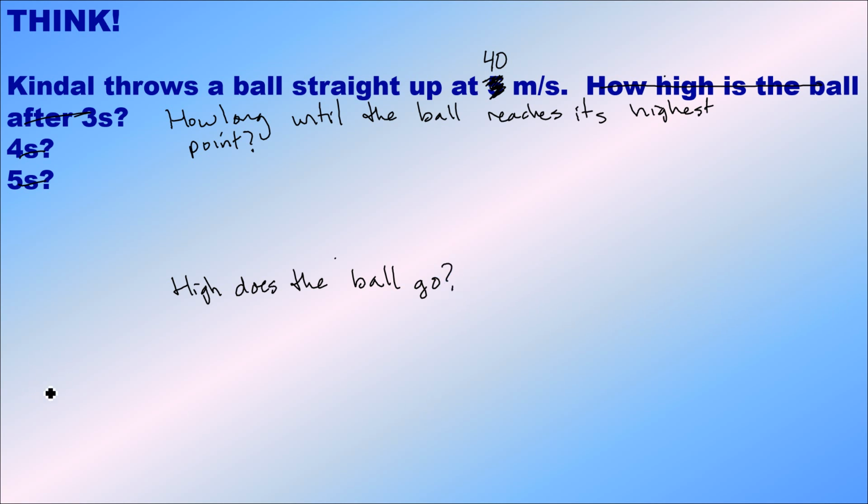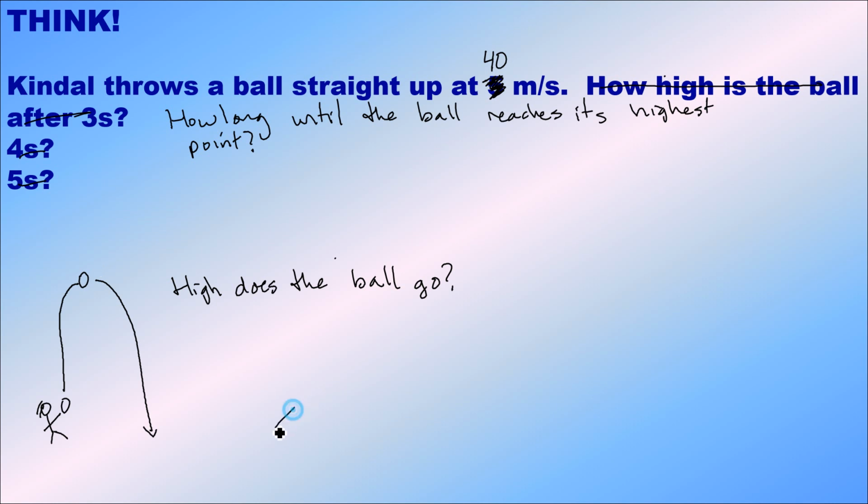And our drawing for this would be, of course, Kendall is throwing the ball, and it goes up, and then it reaches this peak, and then it comes back down here. So the question is, how long does it take to get to this high point? And, well, how high is this high point? So, pause, give it a try.